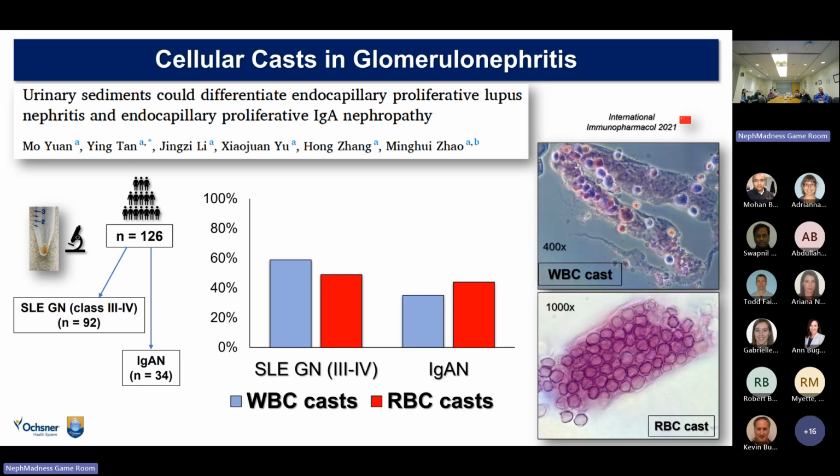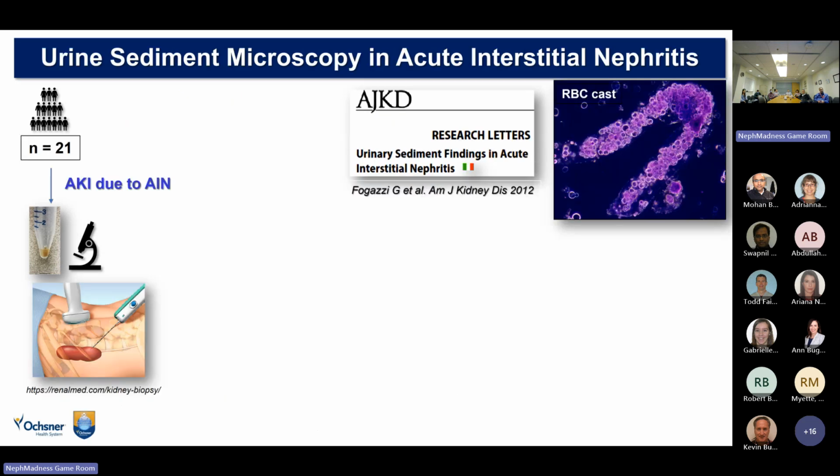But the reason why I'm sharing this study is because when you look at the proportion of patients that had either WBC casts or RBC casts, it's actually pretty similar. But more importantly, they were able to find more WBC casts than RBC casts, and these were all glomerulonephritis.